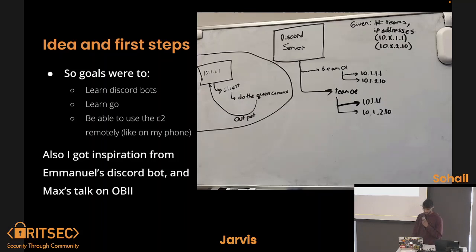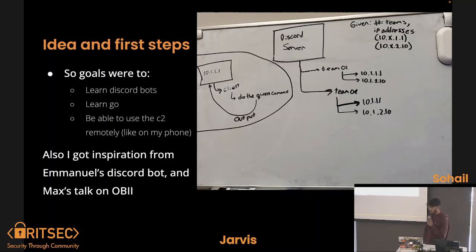The goals were to learn Discord bots and learn Go, because a lot of Discord bots are written in Go. So I researched whether to write it in Go or Rust. Rust seemed like a bit of a pain, so I figured I'd just do it in Go for now. Another idea was that I wanted to be able to access the C2 through my phone, so I wouldn't need my computer on me.